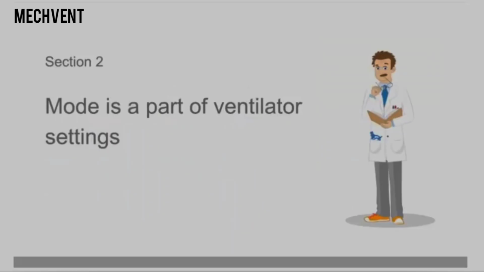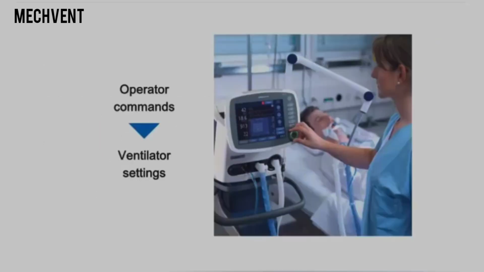Mode is a part of ventilator settings. Ventilator settings are the operator's commands to the ventilator. They define how the ventilator should perform. It is often necessary to modify the settings when the patient's clinical condition or therapeutic strategy change.